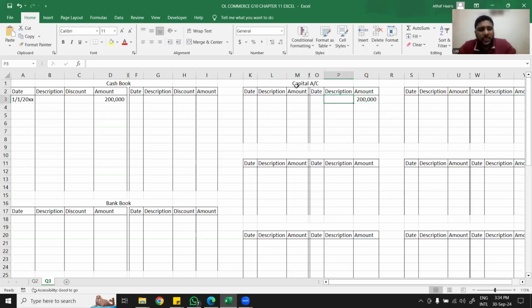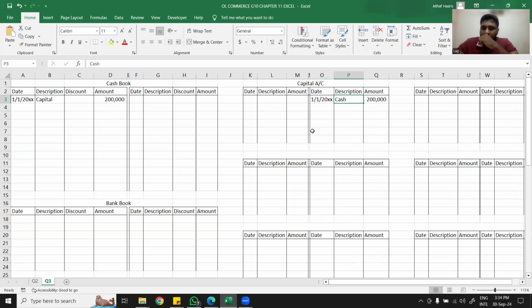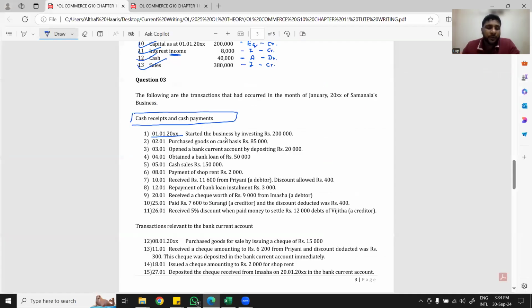Now we can switch the names. Here we can write cash and here we can write capital. First January 20XX. Done. So cash debit, capital credit. Now let's move to the next one.